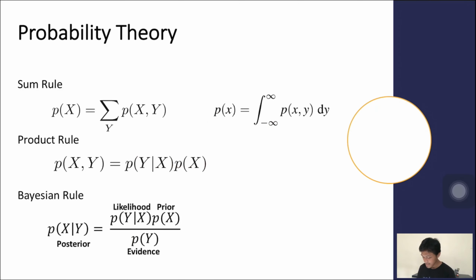Next, we have the sum rule. We have p(x) equal to the sum of p(x,y) over y, for the discrete case, and this one is for the continuous case. And we have what we call the product rule. The product rule is p(x,y) equal to p(y|x) times p(x), or similarly p(x|y) times p(y). By substituting these two equations, we get what we call the Bayesian rule, or Bayes' theorem. Here we have what we call the posterior, p(x|y), equal to the likelihood, p(y|x), times the prior, p(x), divided by the evidence.